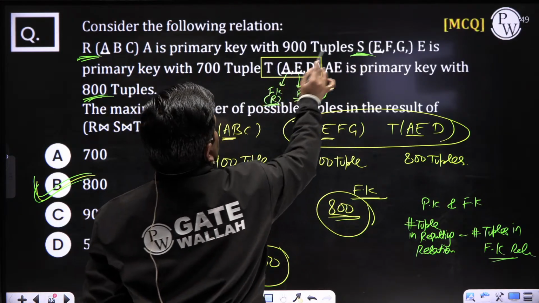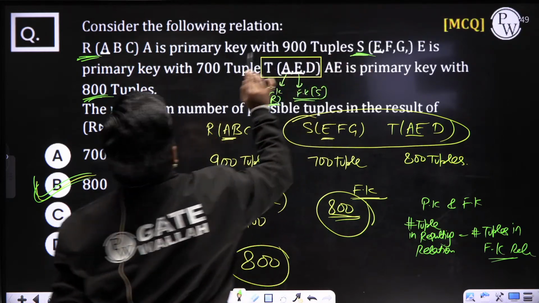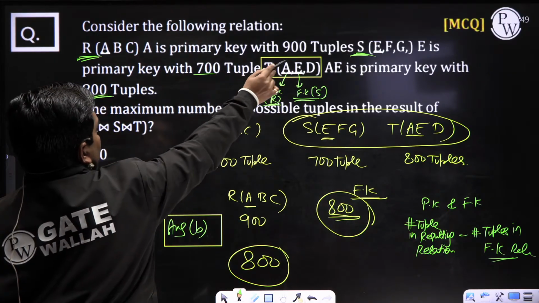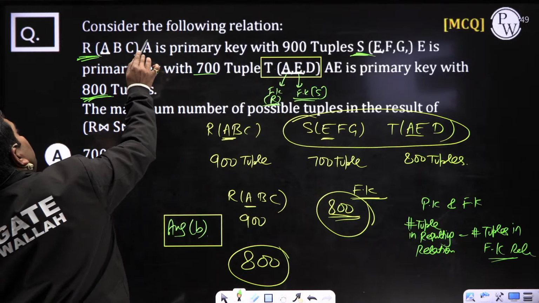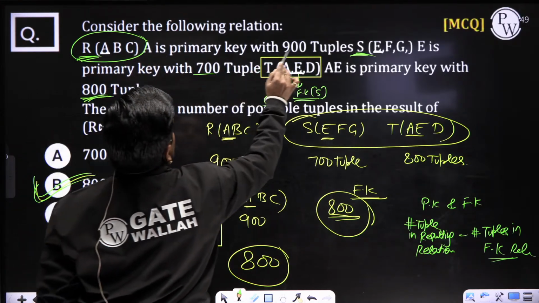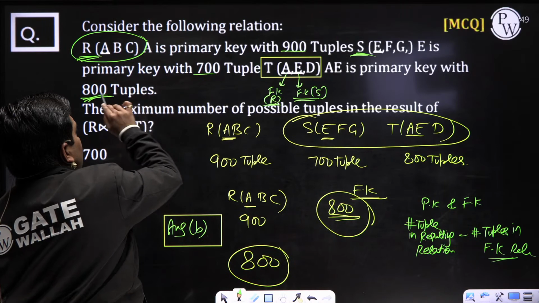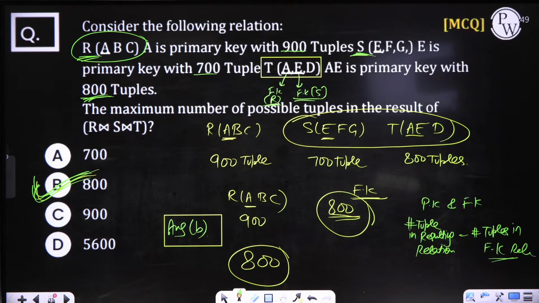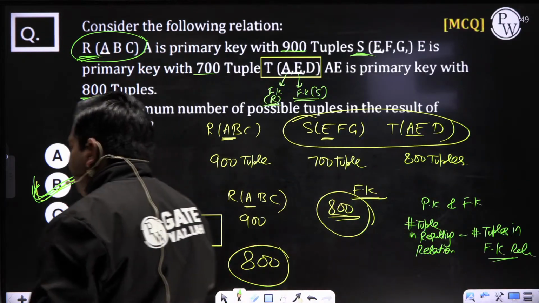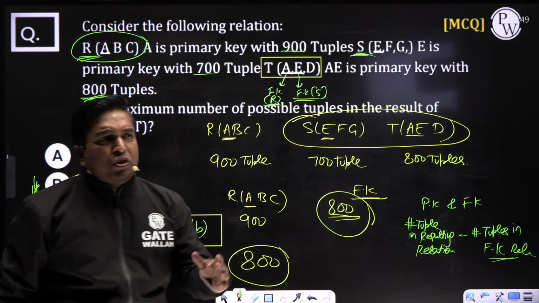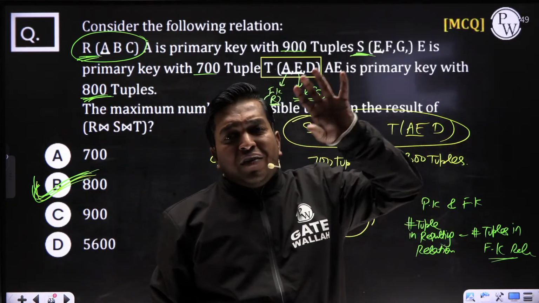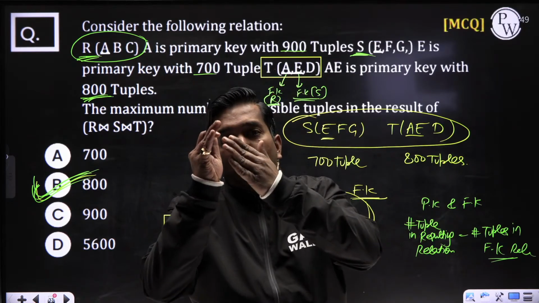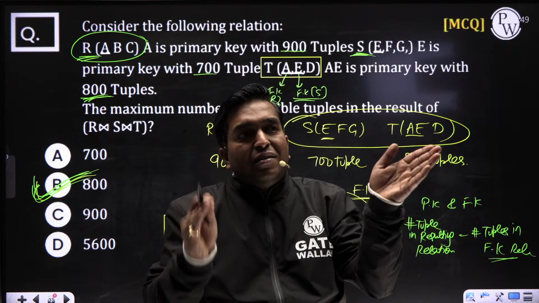So whenever you join S and T, how much do you get? 700 in S and 800 in T. So the join of S and T will be 800. When you start the join with R having 900, but the foreign key side contains 800, you will get 800 as the final answer. If the foreign key contained 1000 tuples, then you would get 1000. You know the concept of foreign key: whatever value is present in the foreign key must be present in the primary key. So whenever you do the join, that tuple matches.